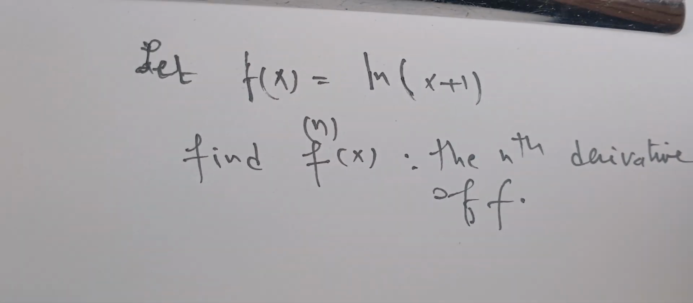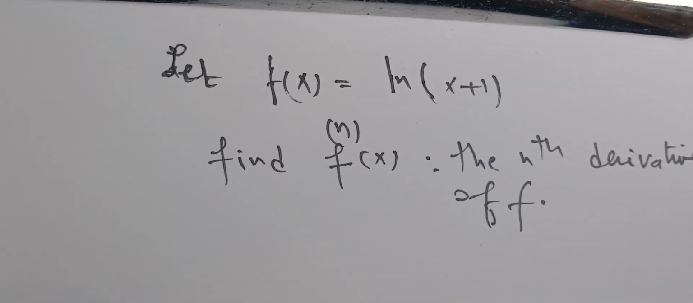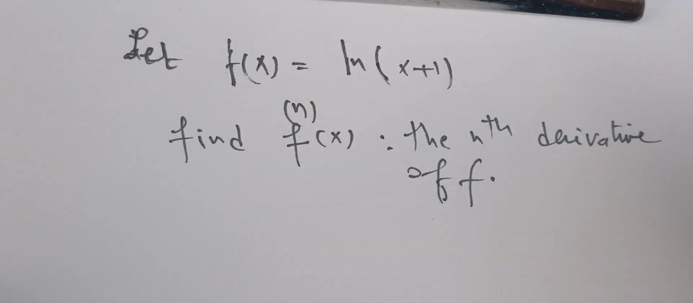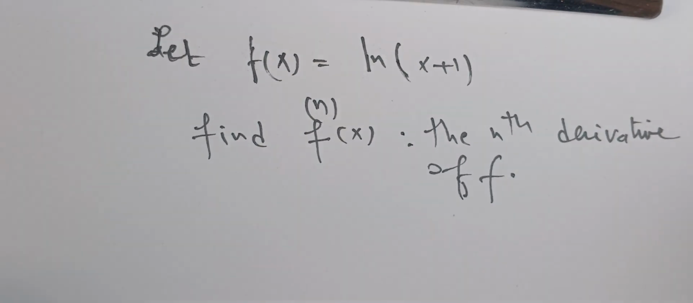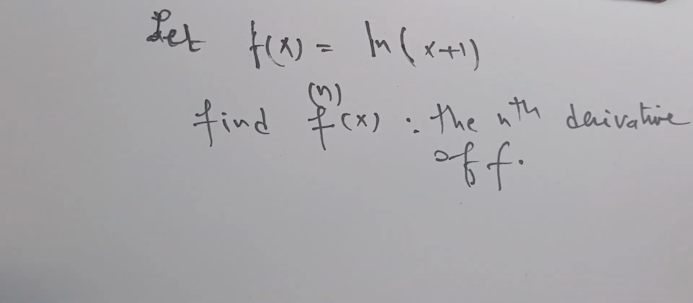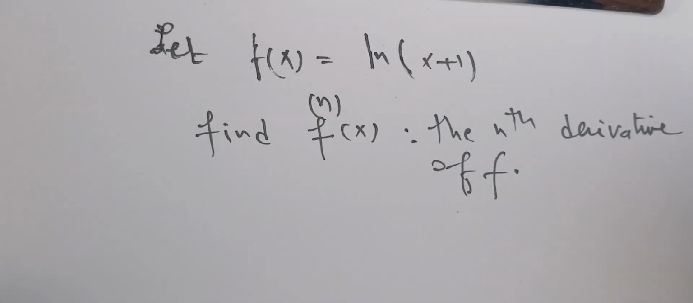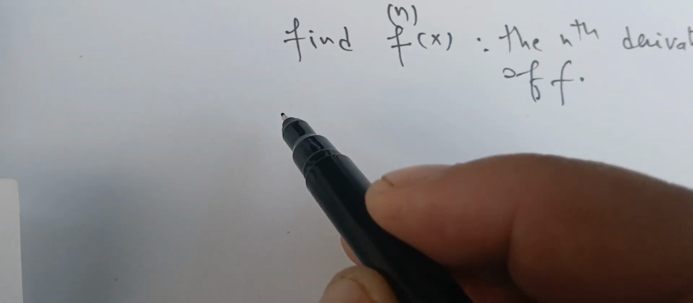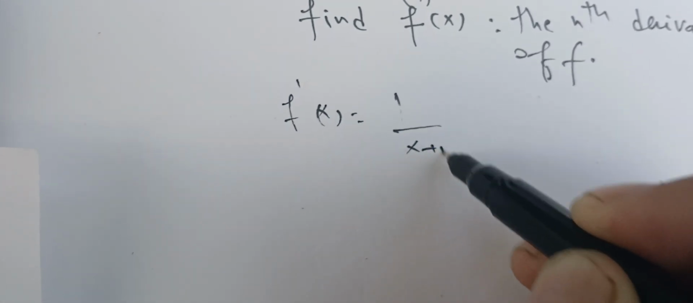Now we're going to find the antiderivative of this function, the natural log of x plus 1. We can use trial and error to find a general formula for this derivative. We can start by taking the derivatives of f and see what's going on. Okay, and the first derivative is going to be 1 over x plus 1.